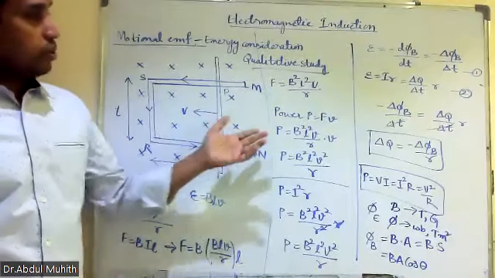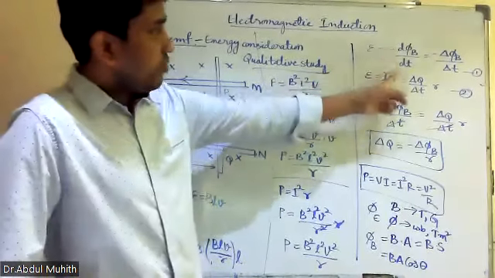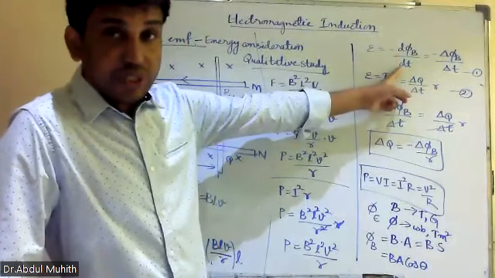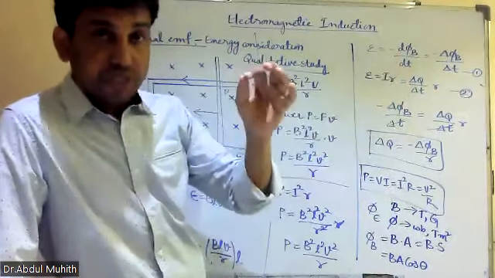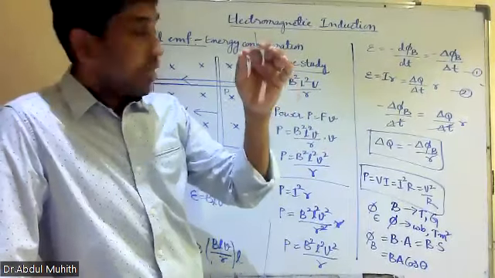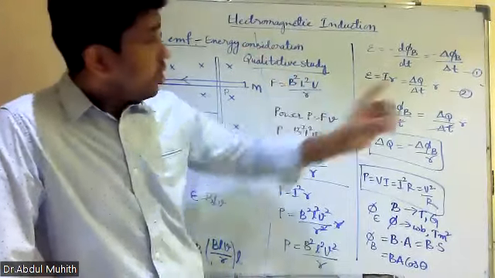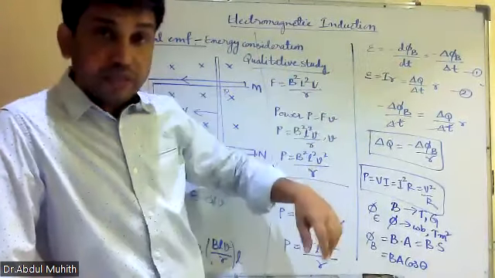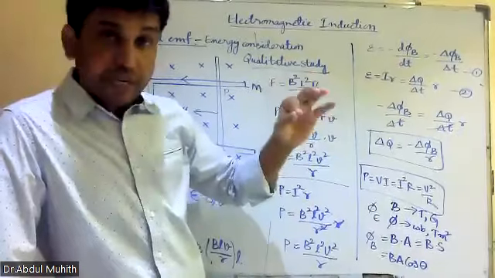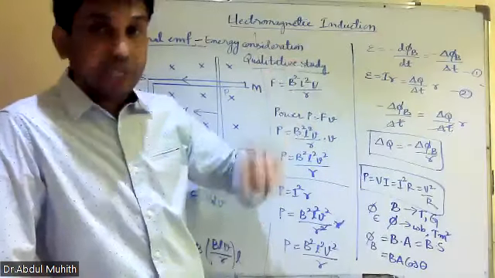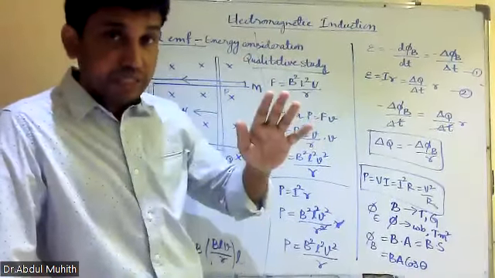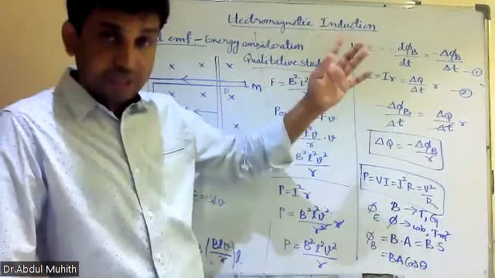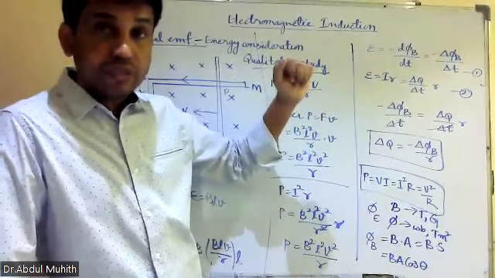So now here we have E is equal to minus d phi by dt. Here we have d phi B by dt. This is the rate of change of magnetic flux. So whenever there is a change in magnetic flux, current is induced. Whenever there is a changing magnetic field, current is induced. So why the negative sign? Because the changing magnetic flux and the induced EMF in the wire are in opposite directions. Is that clear? Yes, sir.